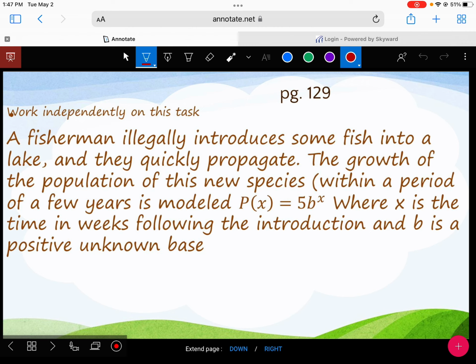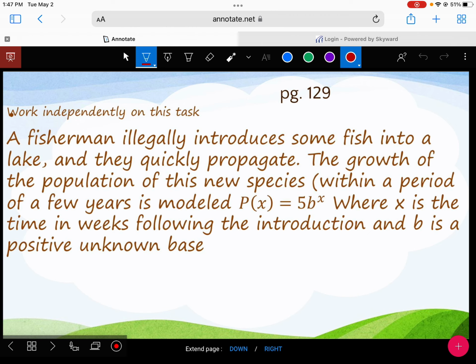A fisherman illegally introduces some fish into a lake and they quickly propagate. What the heck does that mean? They spread. Yes. They spread because they were, what's the word? Having baby fish, right? Mating. Reproducing. Thank you. You see, I don't get to talk about this much in math. I guess I should here. Wow. Propagate. I think of plants propagating.